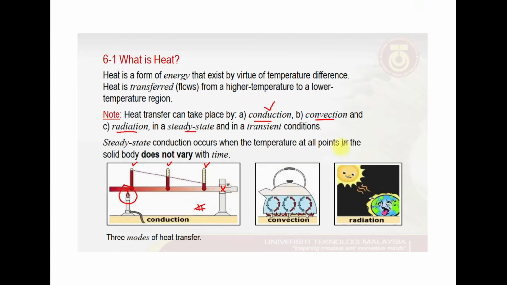So the second example or mode of heat transfer is known as convection, and it can be represented by the second figure in this slide. In the convection process, energy is transferred between an object and its environment due to fluid motion. So in this example, we would like to boil water in this kettle.